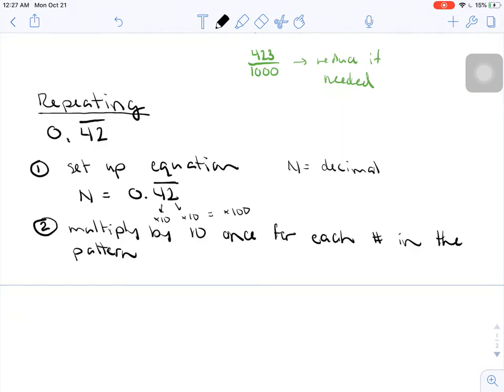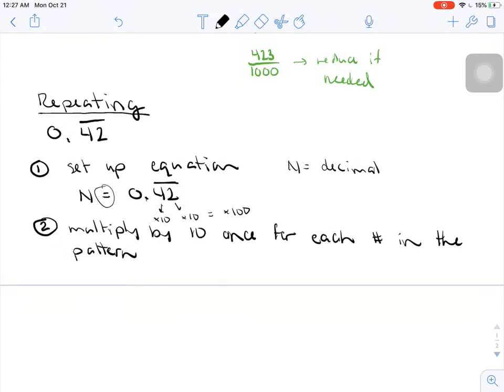Otherwise, they won't be equal anymore. And I put an equal sign there saying they're equal. So I'm going to multiply by 100, but that means that I am going to have to multiply both sides by 100. So every time you multiply by 10 in our number system, it moves the decimal point over.